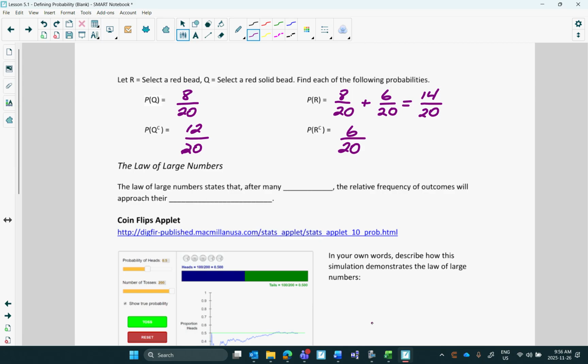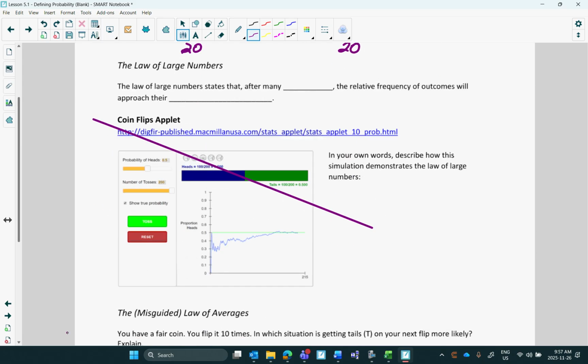But if you flip it twice, maybe you get heads, then tails. Now heads is happening 50%. Then maybe the next one is heads, then tails, then tails. Now it's happening 33.3%. But as you keep increasing the number of trials, it's going to kind of move all over the place, and then it's going to settle to its actual theoretical probability. Okay? So, law of large numbers.